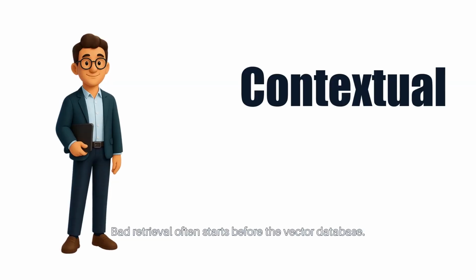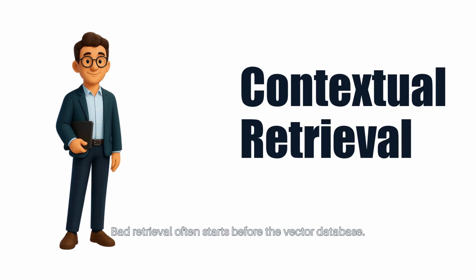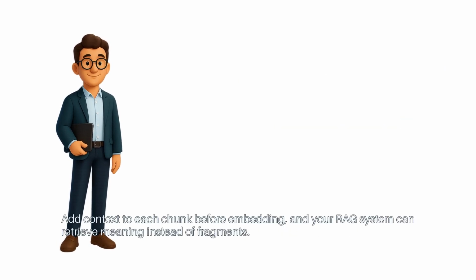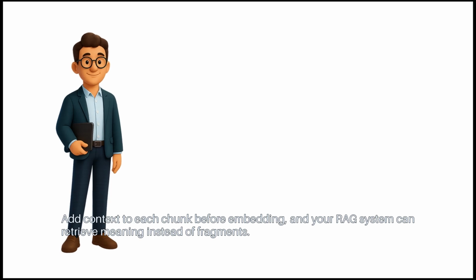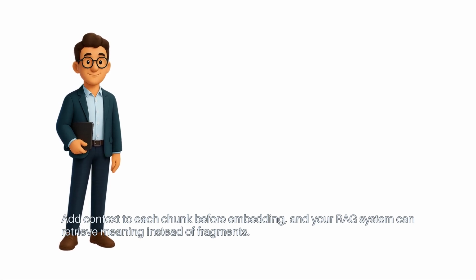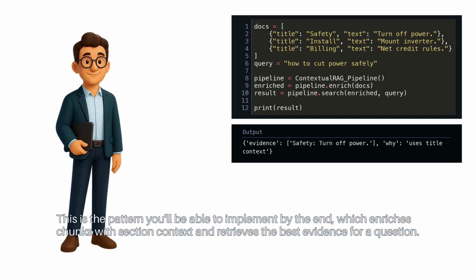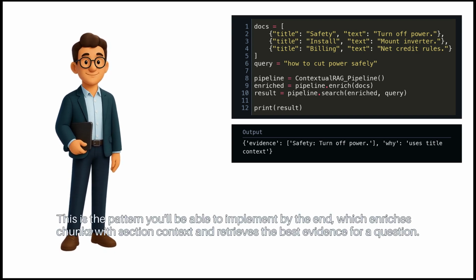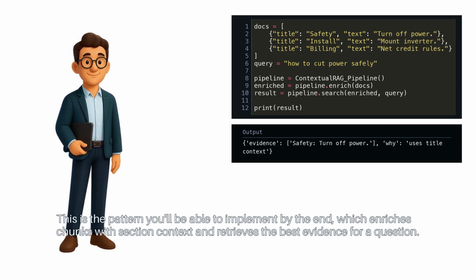Bad retrieval often starts before the vector database. Add context to each chunk before embedding, and your RAG system can retrieve meaning instead of fragments. This is the pattern you'll be able to implement by the end, which enriches chunks with section context and retrieves the best evidence for a question.